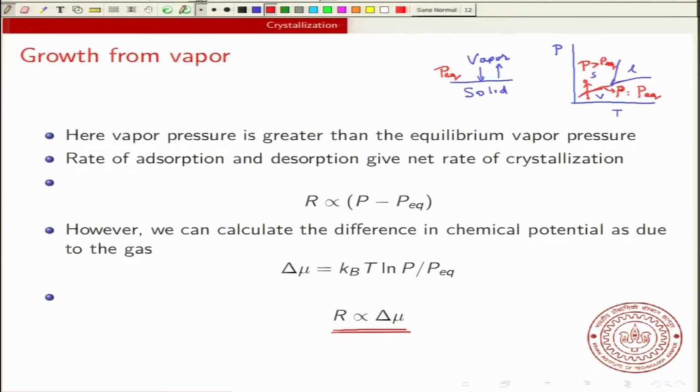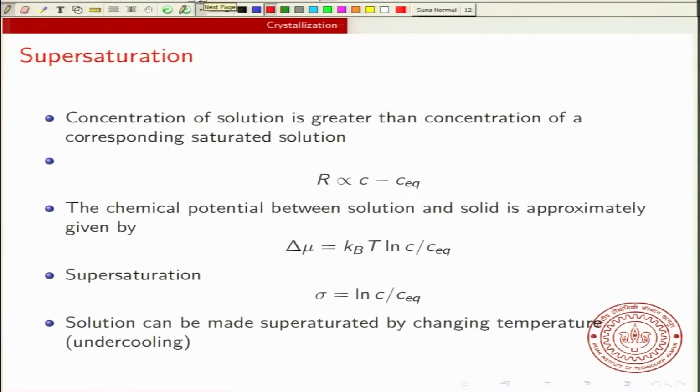Okay. So now the other common case that we consider is crystallization from a solution. So here we are looking at crystallization from a solution, and during crystallization from solution, you can imagine that you have a solution and you have some part of a solid in that. So, this is a solid.